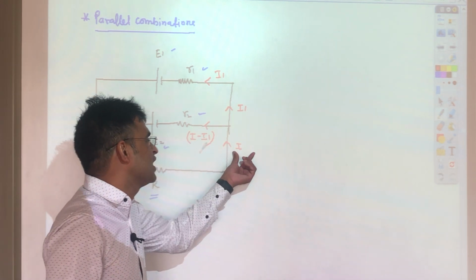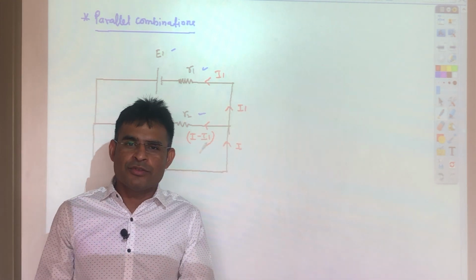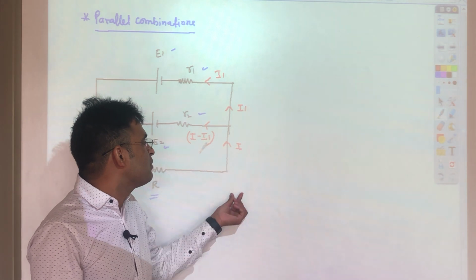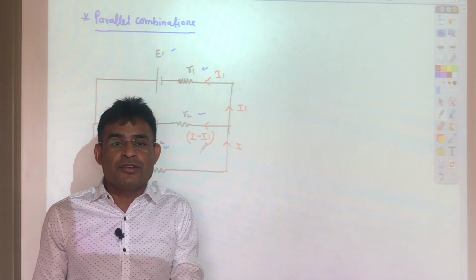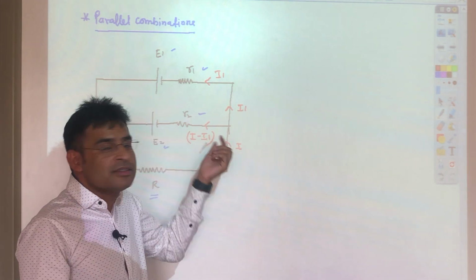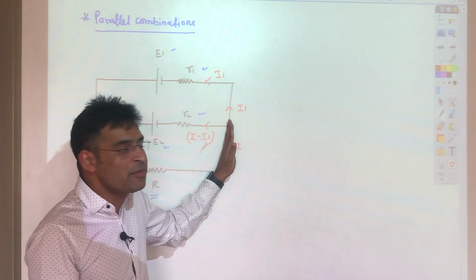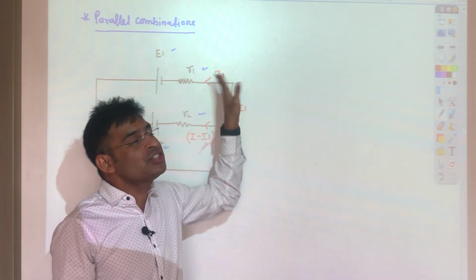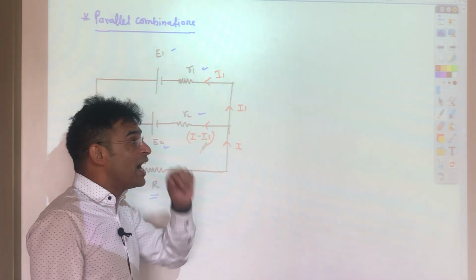Simply let us say this is 10 ampere and this one is 2 ampere. So what's the left out? Left out is 8 ampere. If 10 ampere current you are giving and 2 ampere going over here, what is remaining? 10 minus 2, that will be 8. So basically current I I am giving over here, I1 is going in this circuit. So the remaining current over here will be I minus I1.